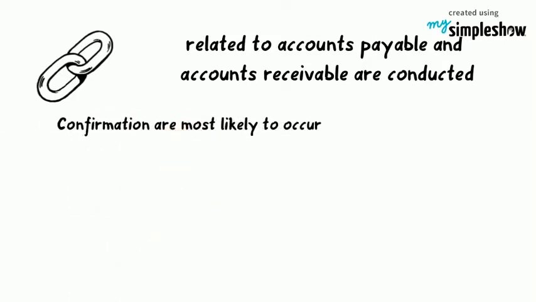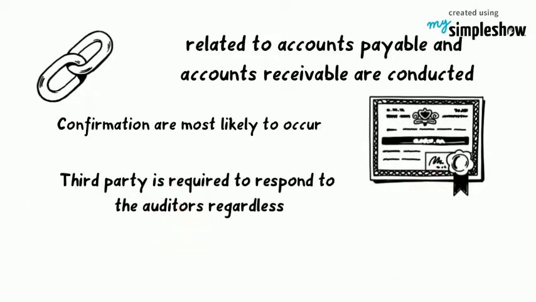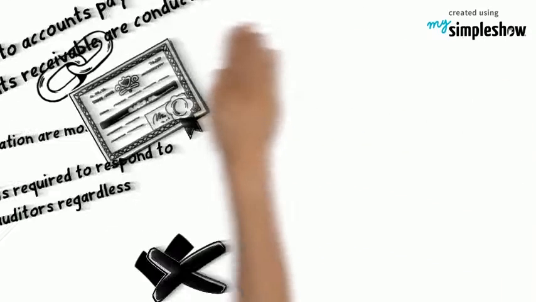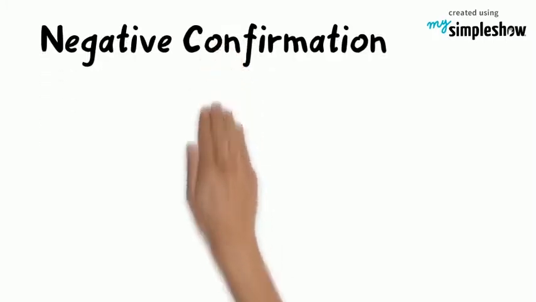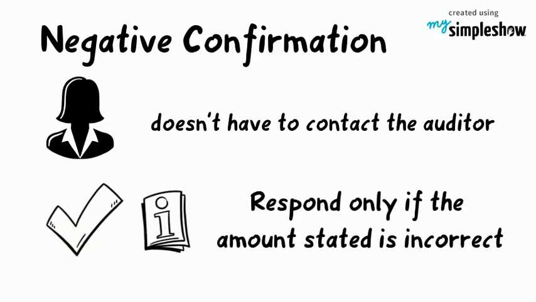One of the types of confirmation is positive confirmation. The third party is required to respond to the auditors regardless of whether the amount is correct or incorrect. Next, negative confirmation. The third party doesn't have to contact the auditor to confirm the information and responds only if the amount stated is incorrect.